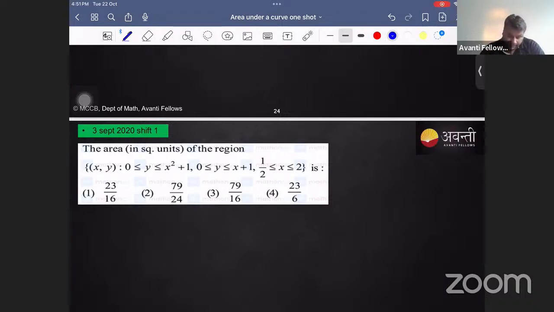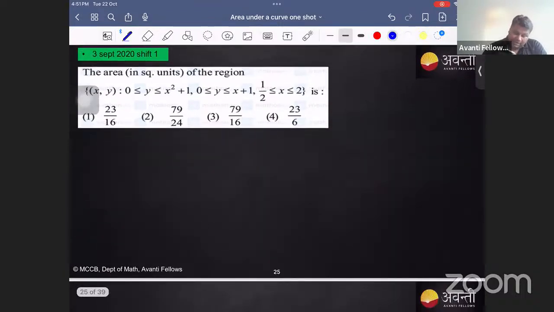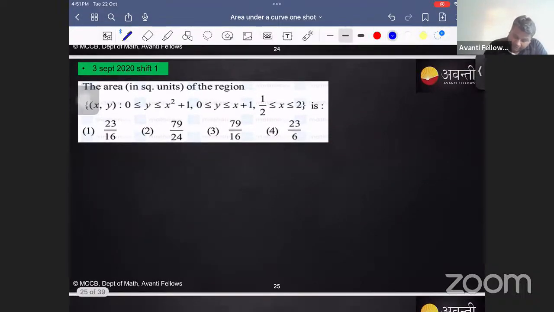Let's do it. Area of the region. See, now there are two curves. One is y equals x square plus 1. The other is y equals x plus 1, and x lying between 1 by 2 and 2.